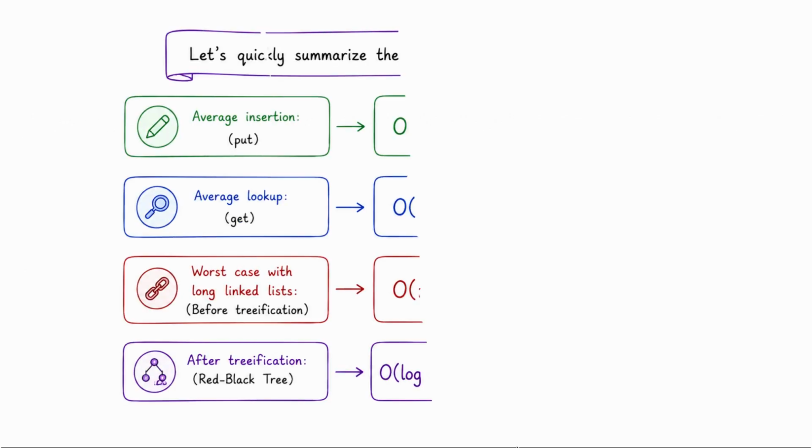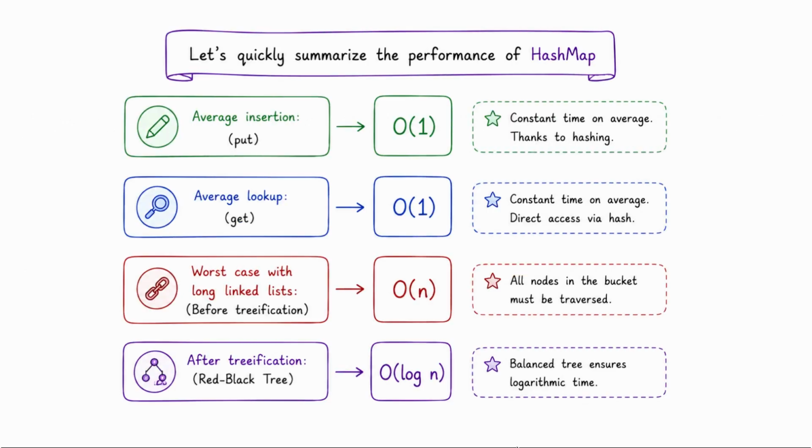Let's quickly summarize the performance of HashMap. Average insertion is big O of 1. Average lookup is big O of 1. Worst case with long linked list, big O of n. After treeification, big O of log n.